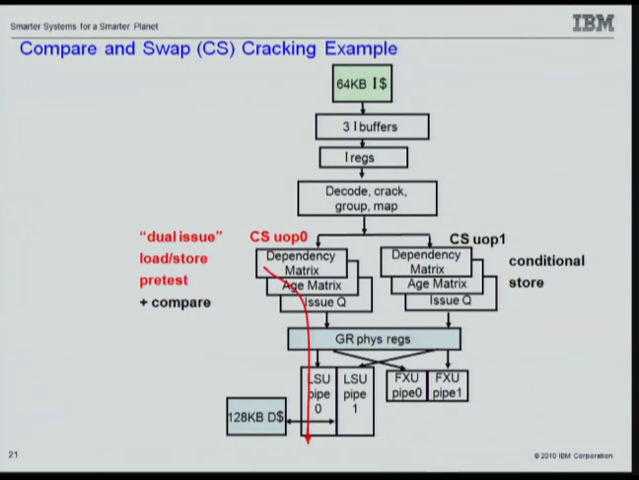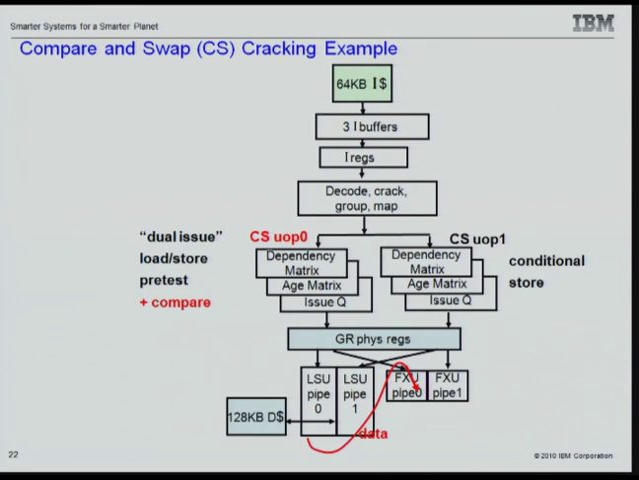So initially, the load and store pretest is issued because it's the oldest ready to complete instruction, and it's issued to the load store unit pipe, which does the load and returns the data, and writes it back to a reg file, and it also sets up the load store unit to potentially do a store operation. The second part of the dual issue then is executed by the fixed point unit.